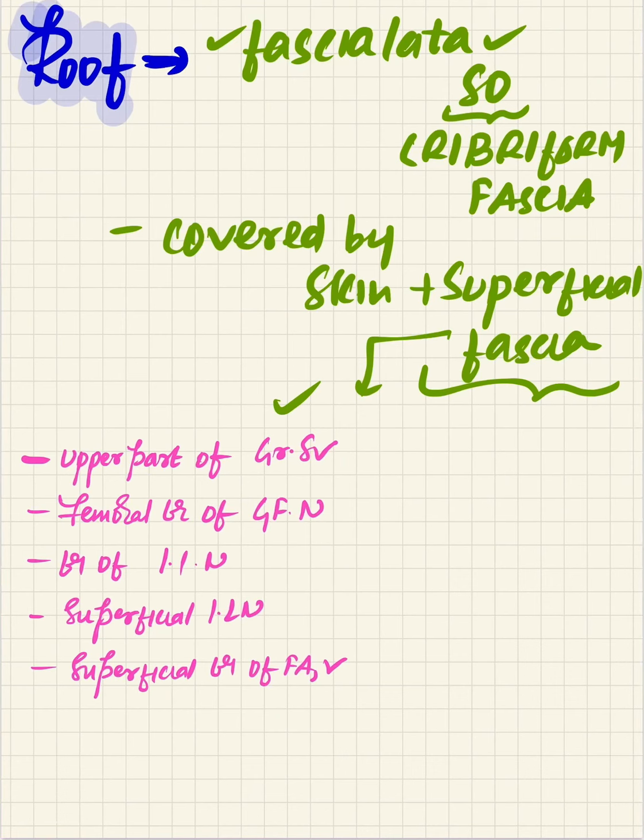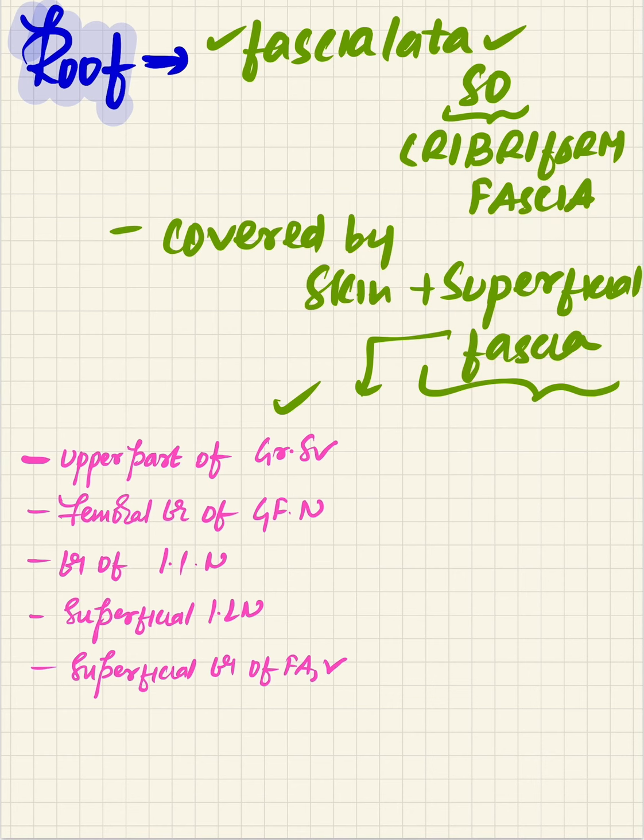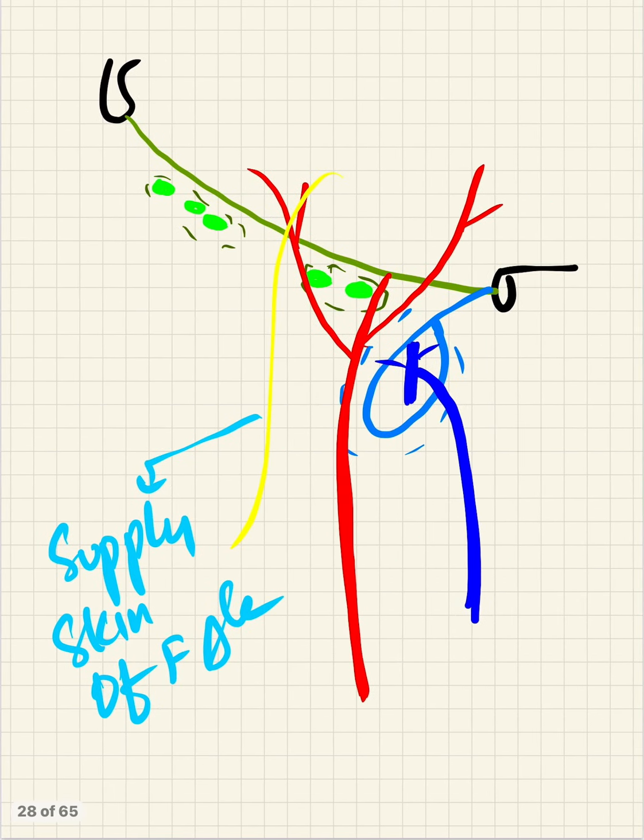Now coming to the roof. The roof contains the fascia lata, that means the deep fascia of the thigh, having the saphenous opening covered by the cribriform fascia, and this is covered by the skin and superficial fascia. This superficial fascia contains the upper part of the great saphenous vein, the femoral branch of the genitofemoral nerve, a branch of the ilioinguinal nerve, superficial branches of the femoral artery and vein, and superficial inguinal lymph nodes.